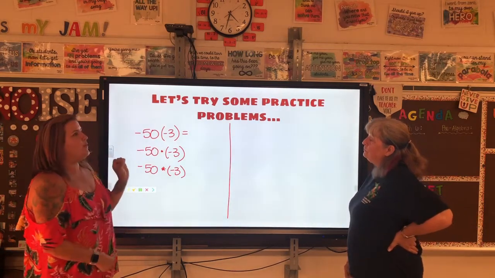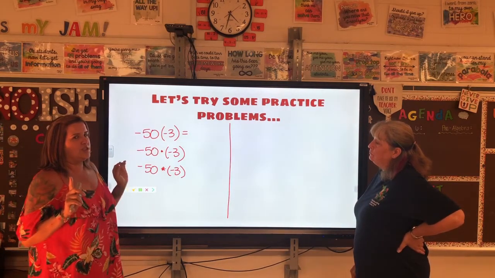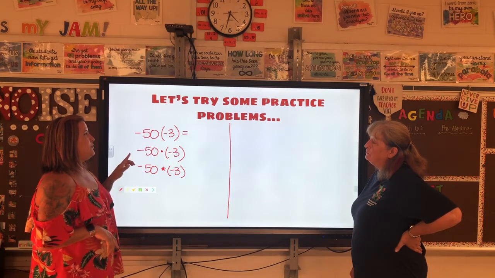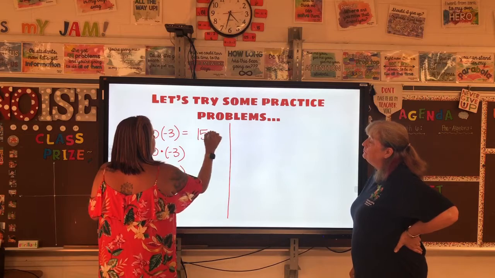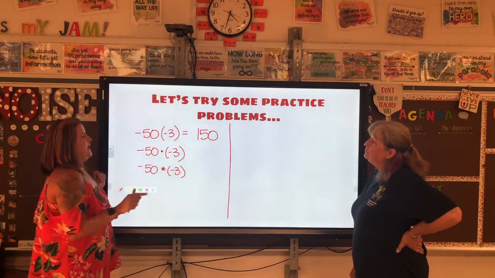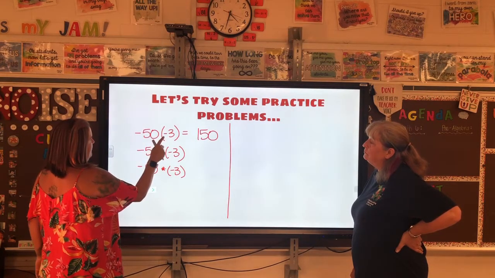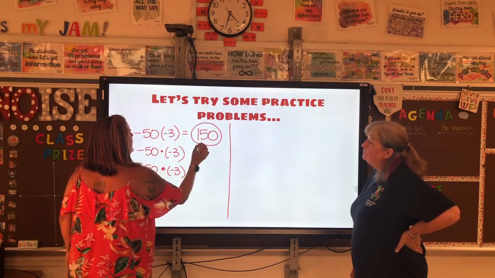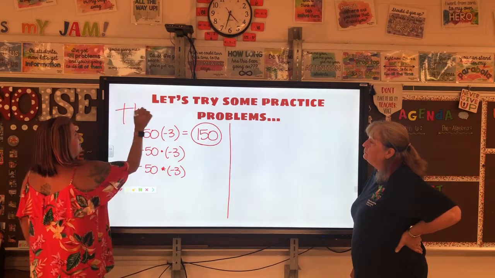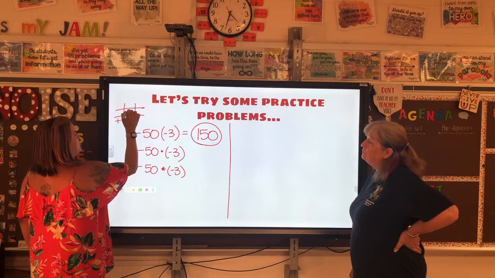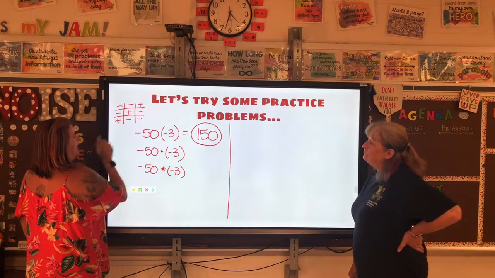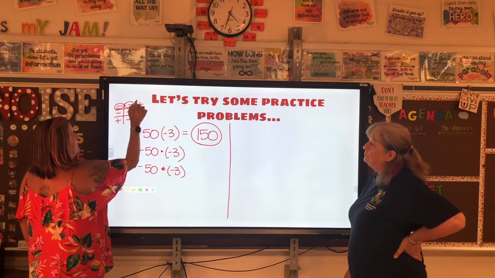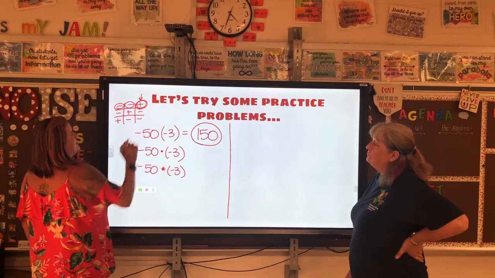But if you see a number outside the parentheses, you're multiplying. So step 1, ignore the signs, just do the math. 50 times 3, well, 50, 100, 150. So 150. And then now I look at my signs. A negative and a negative make a positive. I could check that with my strategy. Okay, I have a negative and a negative, so my answer is positive.